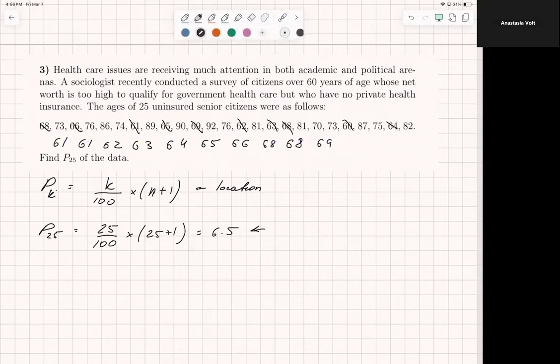Yeah, that's good enough. So we know that the position of our 25th percentile is between 6 and 7. So we have 1, 2, 3, 4, 5, 6, and 7. It's going to be between these two values. In this case, you can either interpolate or just find the mean of these. We have 65 plus 66 divided by 2, which is 65.5. And that would be your 25th percentile.